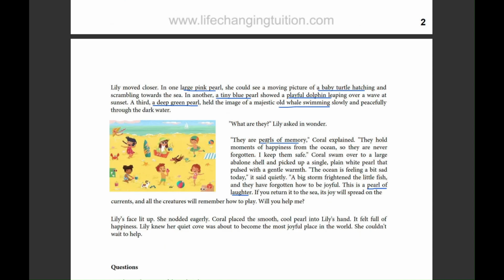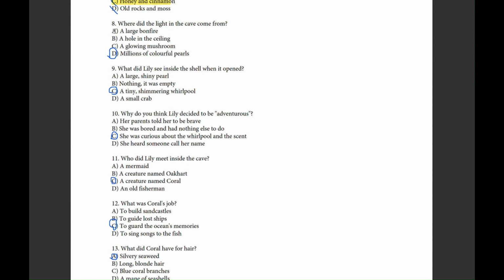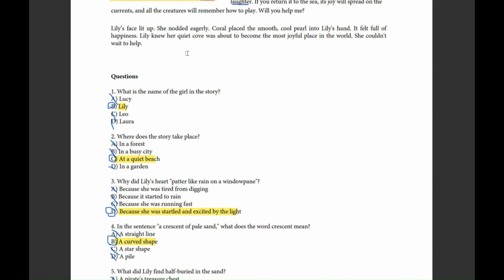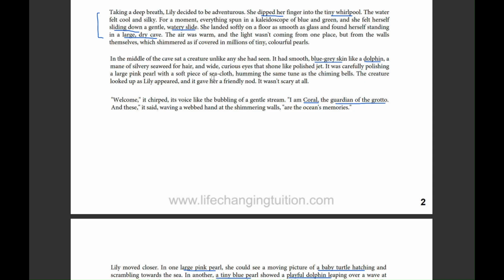Question 8. Where did the light in the cave come from? Choices: A. A large bonfire, B. A hole in the ceiling, C. A glowing mushroom, D. Millions of colorful pearls. Why not A to C? They are not sources described. Answer: D. Millions of colorful pearls. The walls shimmer with countless pearls that give off light.